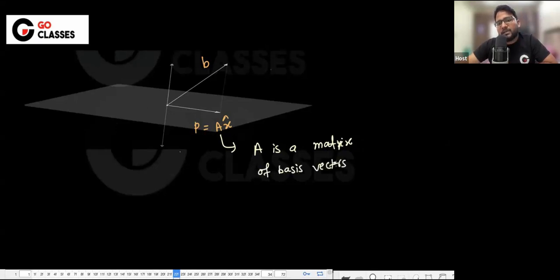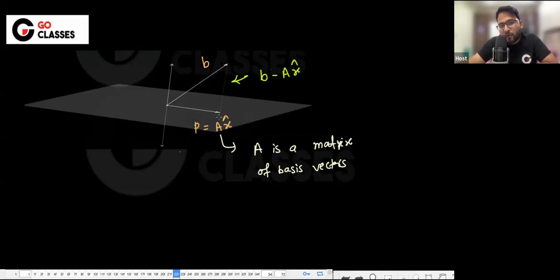So anything here will be Ax cap. Anything here will be x cap. I mean, anything in this particular subspace will be a linear combination of the columns of A, right? Because this is actually containing the bases. So this particular vector will be b minus Ax cap.